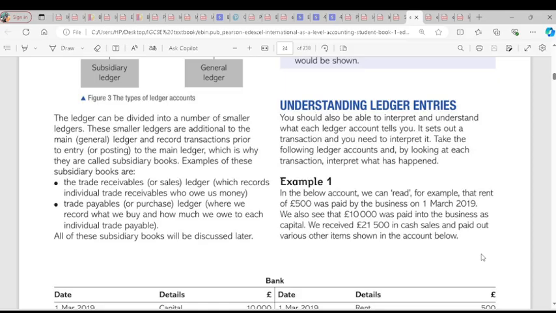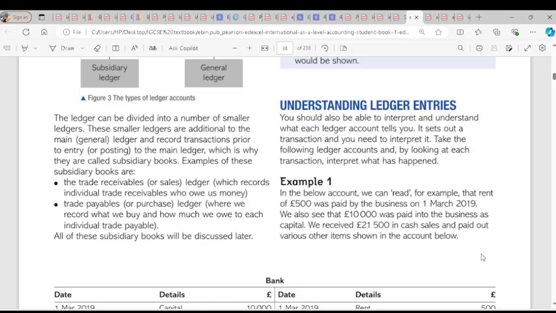So for the subsidiary ledger, we're talking about other ledgers like the trade receivable ledger and the trade payables ledger. Because these ledgers are not part of the business. They are third party. So we call them subsidiary. Do you understand?